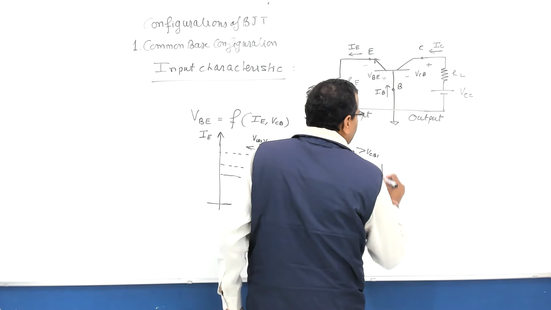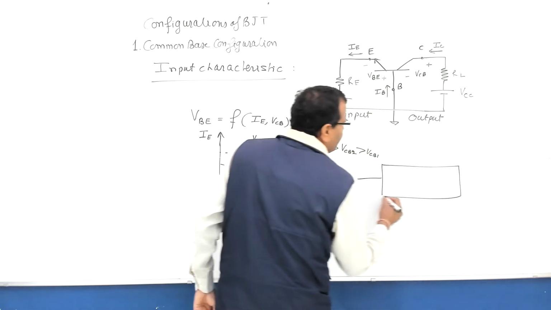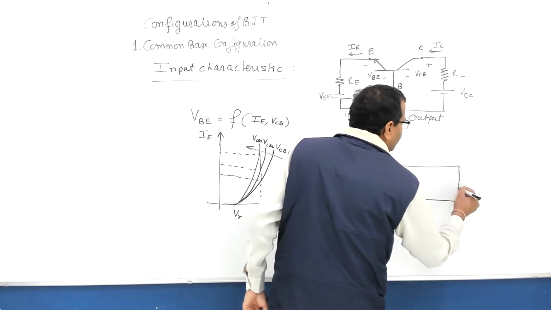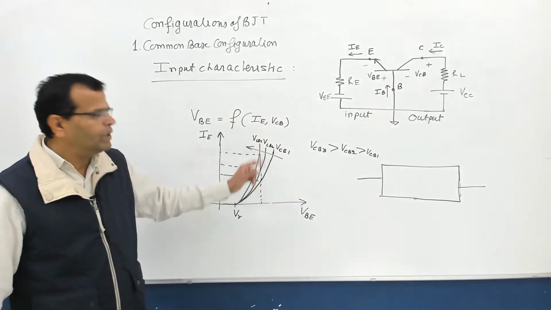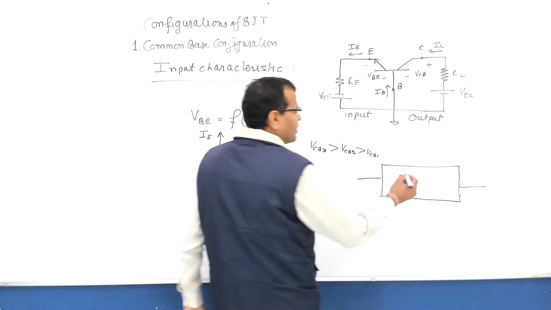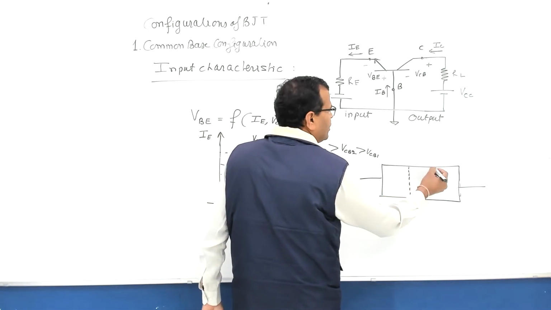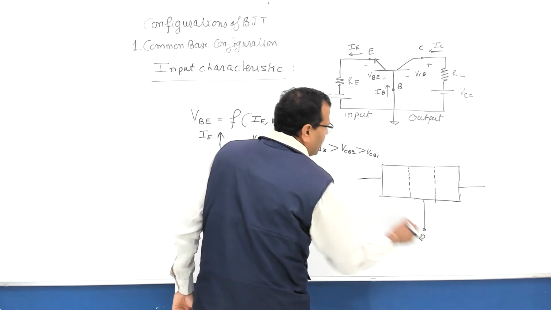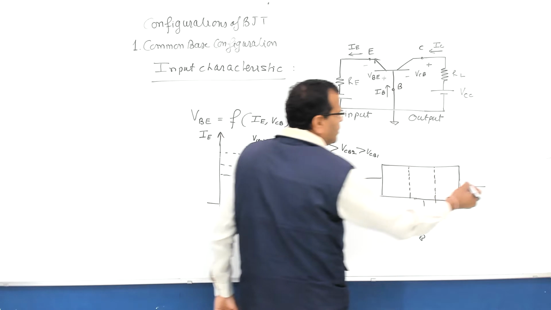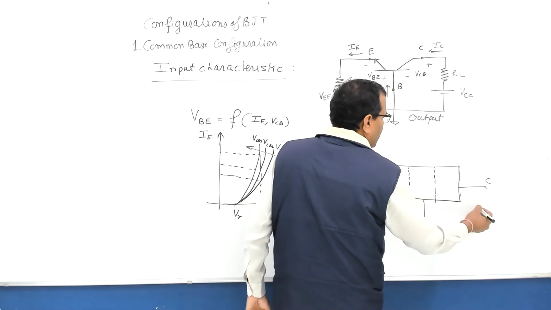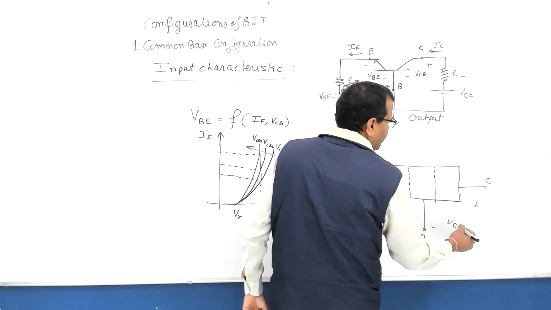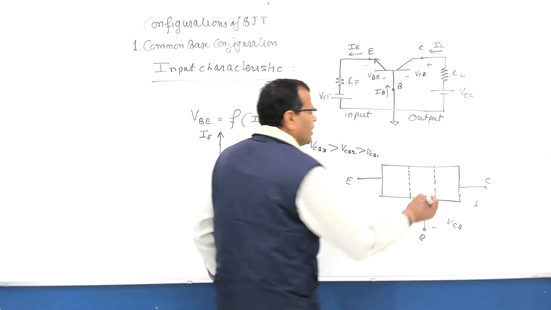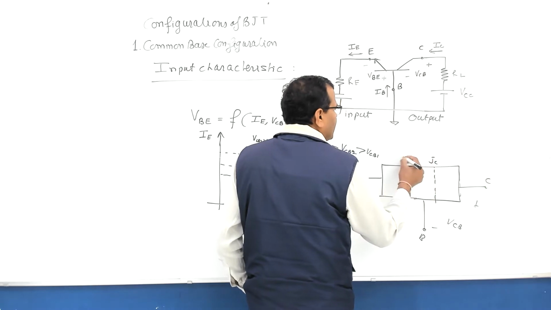In the base region, please try to understand the reason for the change in emitter current with VCB. Please try to understand the concept. This is your BJT, this is the base terminal, this is the emitter terminal, this is the collector terminal, this is the VCB voltage. Fine. When VCB is positive, this is the collector junction, this is the emitter junction.